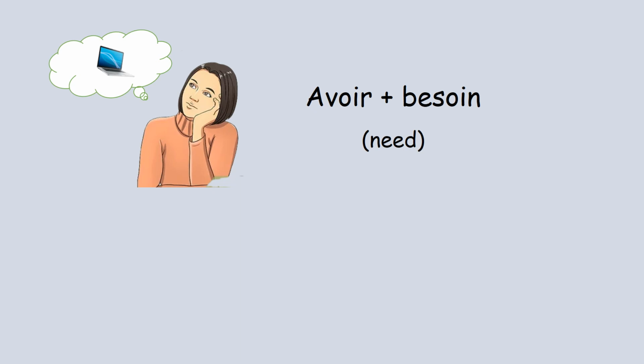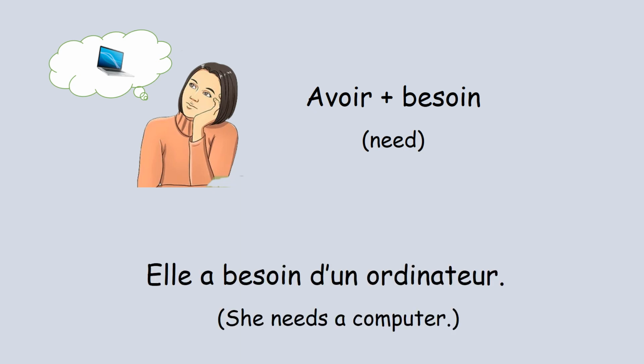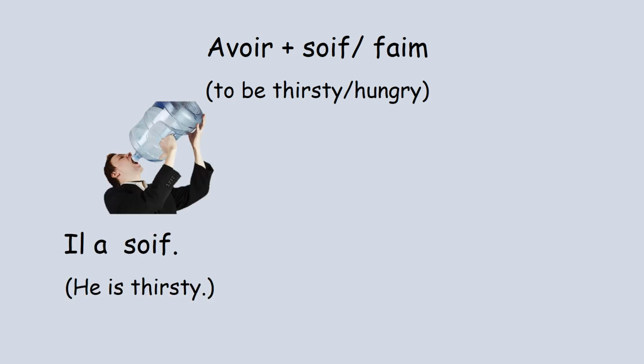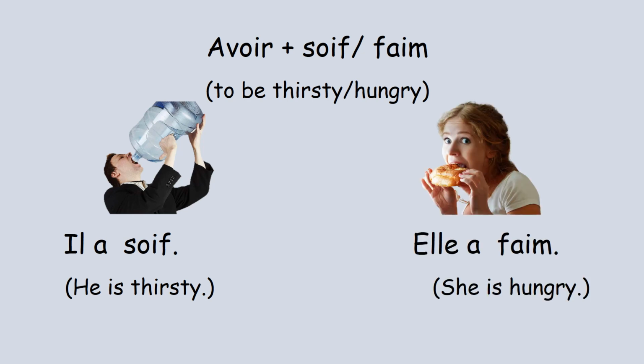Avoir besoin de quelque chose, to need something. Elle a besoin d'un ordinateur, she needs a computer. Avoir soif or faim. Il a soif, elle a faim. So you see, we are saying he is or she is in English, but in French, we are using to have.